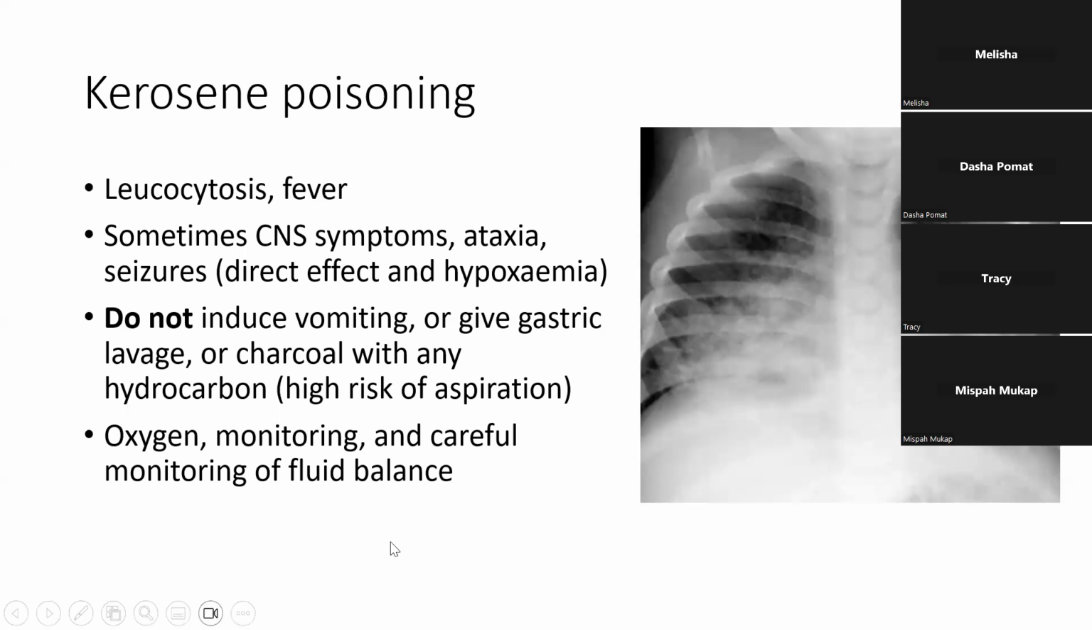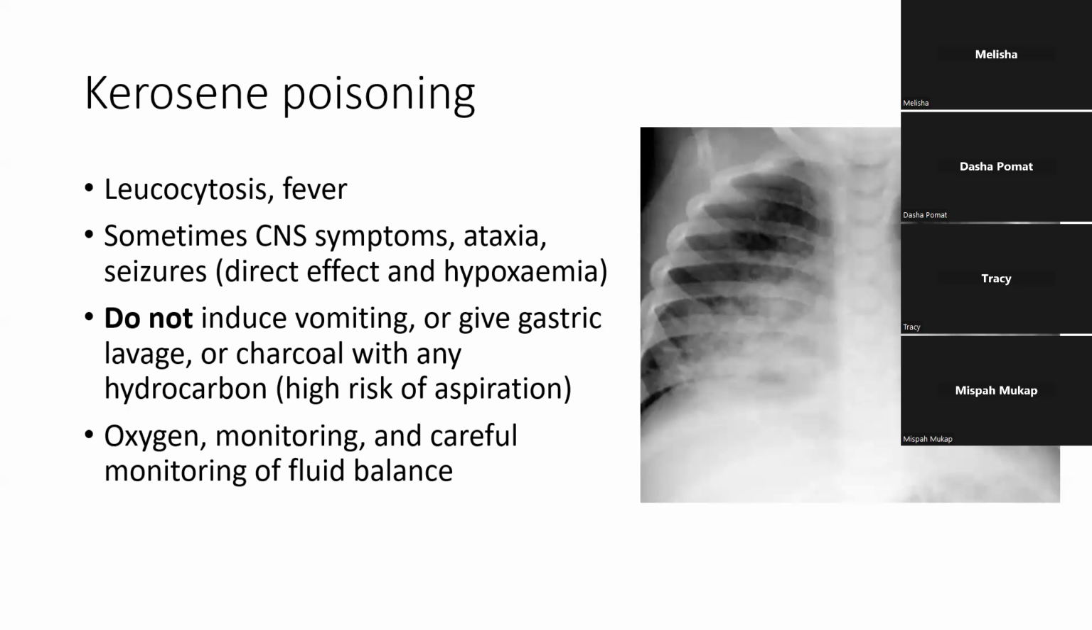Sometimes kerosene poisoning could lead to central nervous system effects. So sometimes seizures and ataxia if a large amount is taken, and sometimes that's because of the severe hypoxemia the child's had. I said before, but never induce vomiting or give gastric lavage or charcoal with any hydrocarbon poisoning, because there's such a high risk of aspiration.